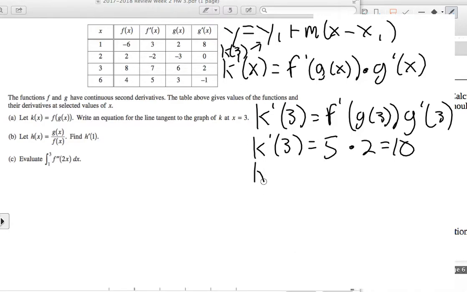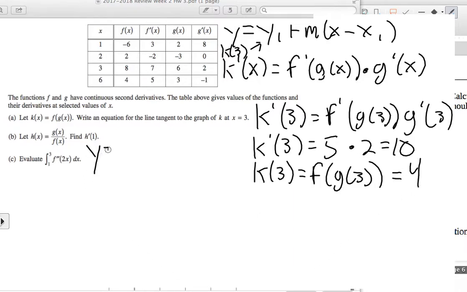So while we're at it, let's go ahead and work out k of 3. So let's work out f of g of 3. We already said g of 3 was 6, and f of 6 is 4. So it's going to be y equals 4 plus 10 times x minus 3, smiley face.